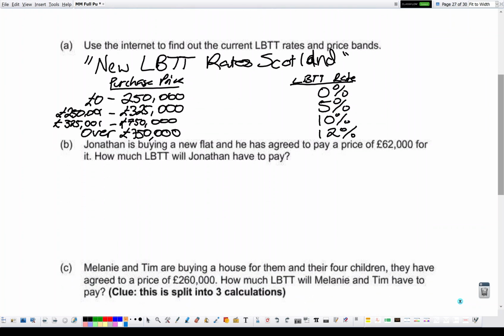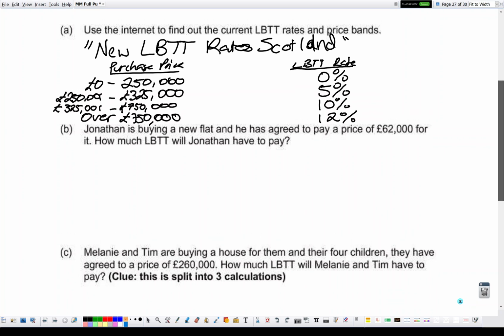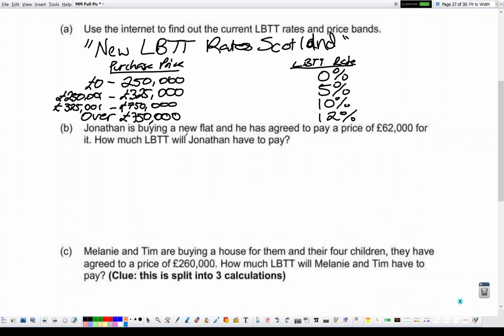So our two calculations that we now need to do are as follows. Jonathan is buying a new flat and he has agreed to pay a price of £62,000. How much tax will Jonathan have to pay in it? Okay, so the purchase price, can you write this down with me? The purchase price is £62,000.